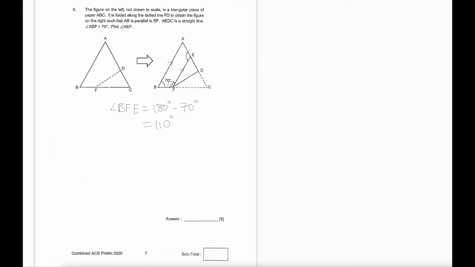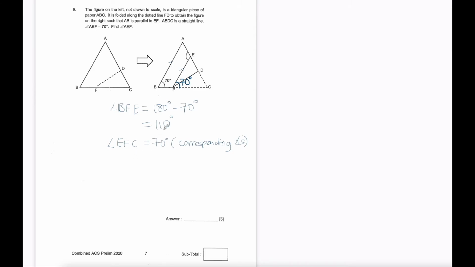And angle EFC, this angle here, is also 70 degrees. Why? Because corresponding angles. So angle EFC is 70 degrees because it's corresponding angles. For those of you who don't know what corresponding angles are, go and flip your notes. Just look at it and you'll understand from your school textbook.